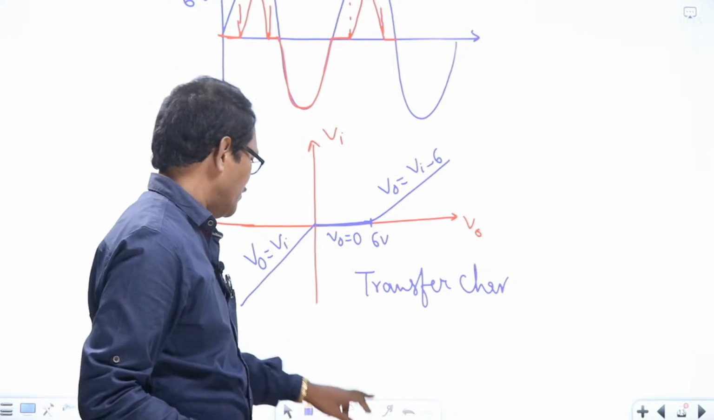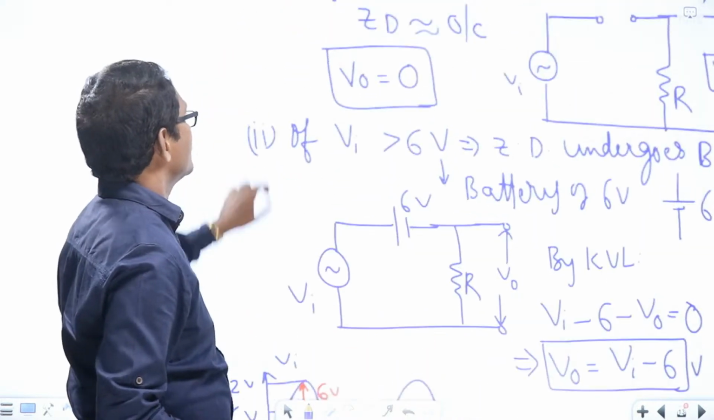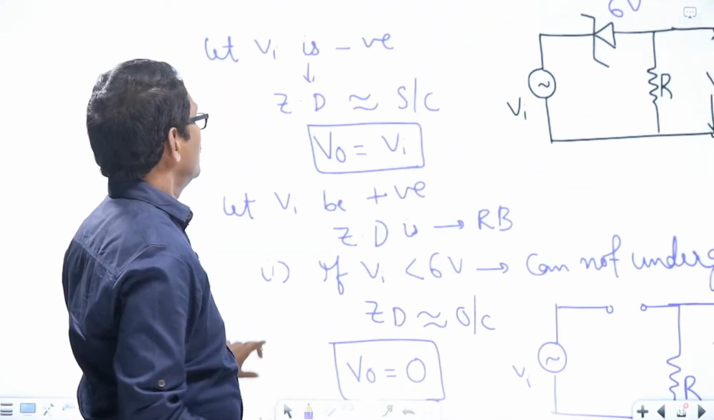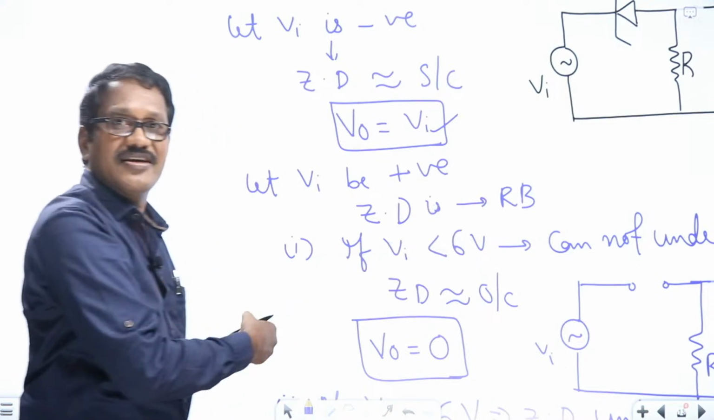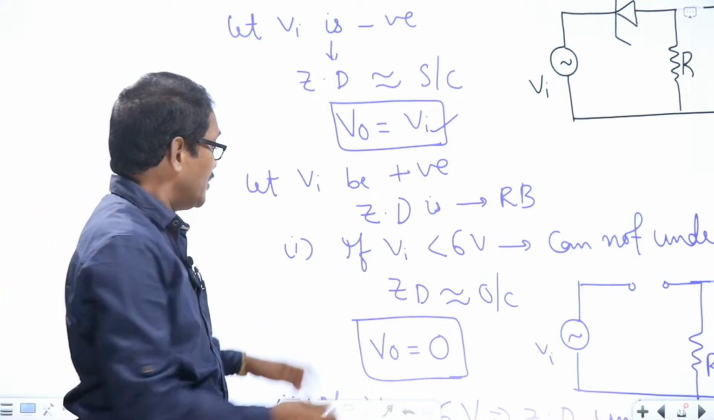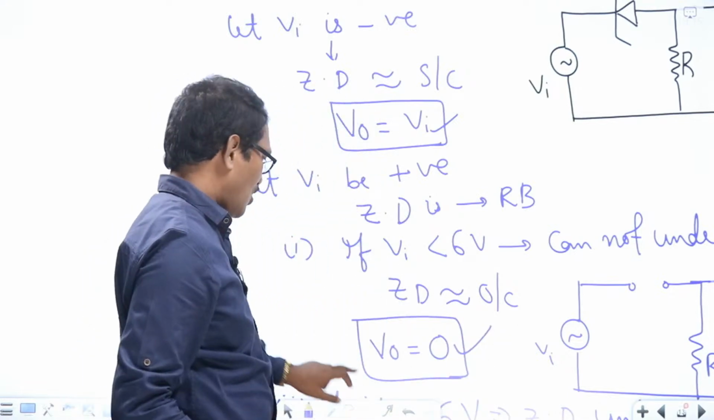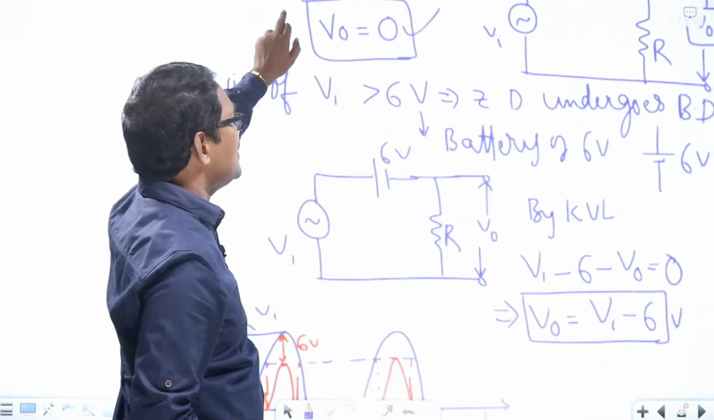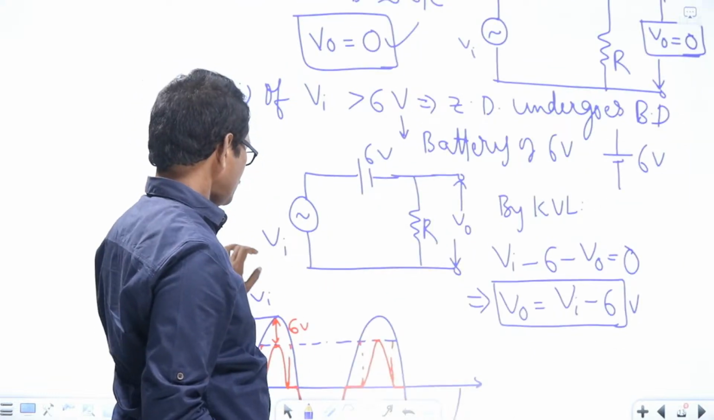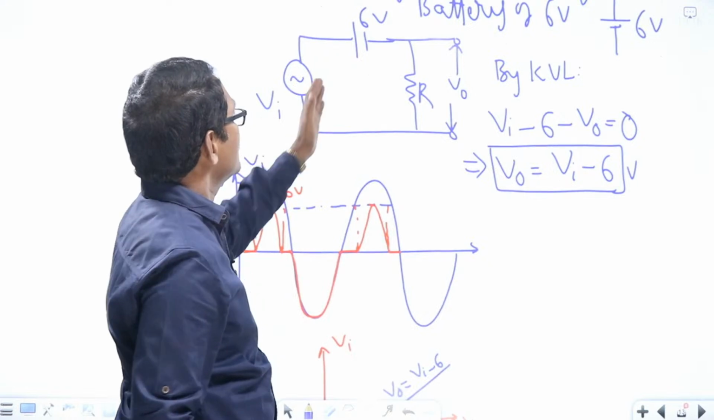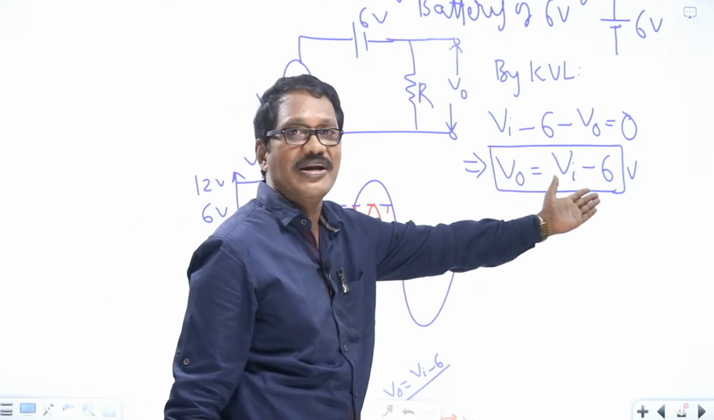Just observe, you can verify here. During the negative half cycle, the output follows the input variations, so just a linear curve will come into the picture. If VA is less than 6 volts, then the output is 0 volts. And if VA is greater than 6 volts, the Zener diode undergoes breakdown and acts as a battery of 6 volts. Just by applying KVL we get VA minus 6 minus V0, so V0 is equal to VA minus 6 volts.